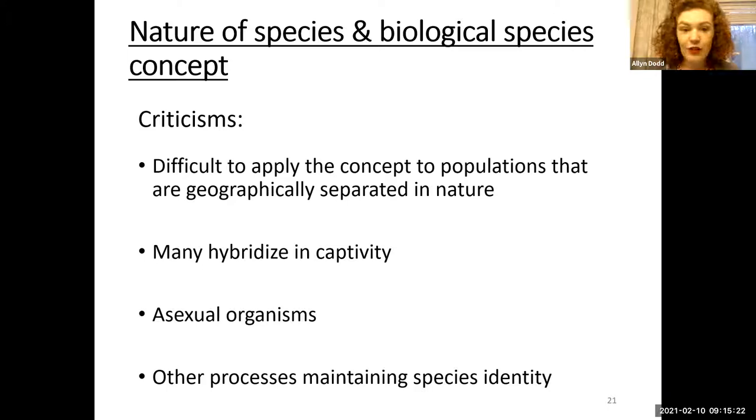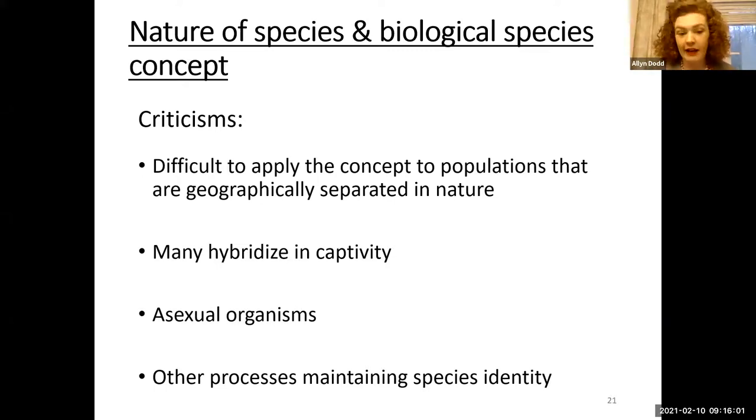First, it's difficult to apply this concept to populations that are geographically separated in nature. I don't think of that as a huge criticism, but who knows if they could hybridize, maybe they are really one species that is just in two different places. Though we do say that being ecologically isolated is a prezygotic isolating mechanism that leads to two different species, right? And by extension, many organisms that you might call two different species hybridize in captivity, just not in nature.